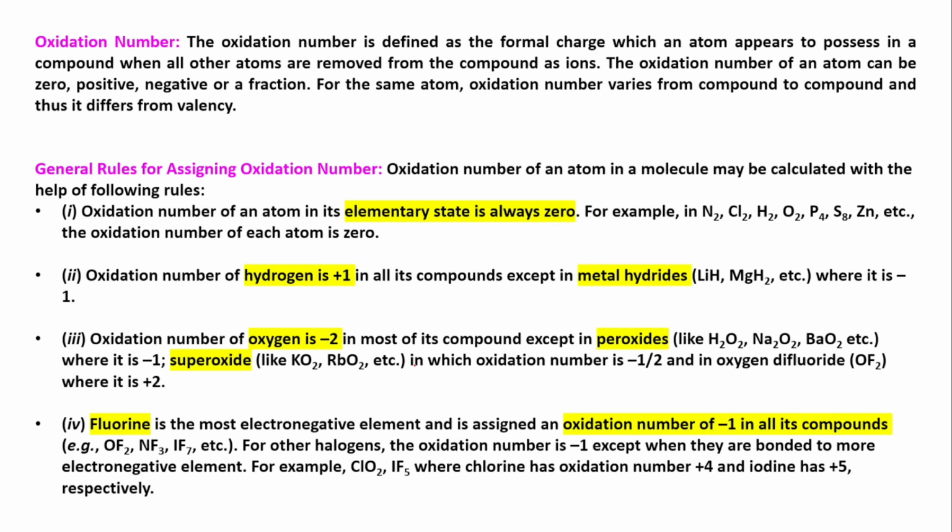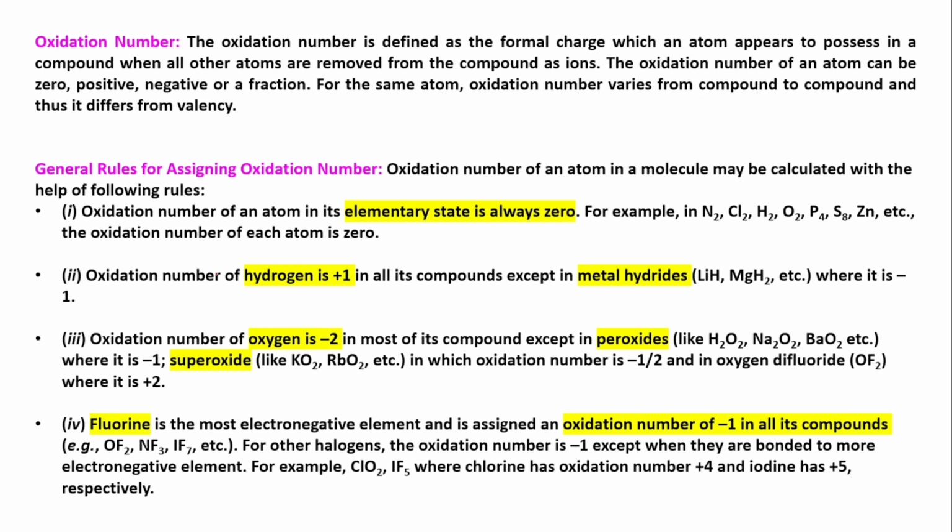But with one more exception: we all know oxygen is electronegative, but when oxygen is connected to an even more electronegative element like fluorine, in this very rare combination oxygen acquires a positive oxidation number, which is +2. So when oxygen combines with even more electronegative elements like fluorine, as in oxygen difluoride, then oxygen acquires +2.